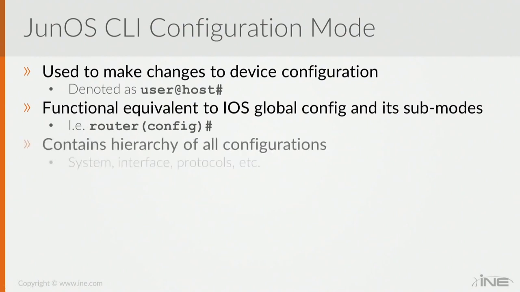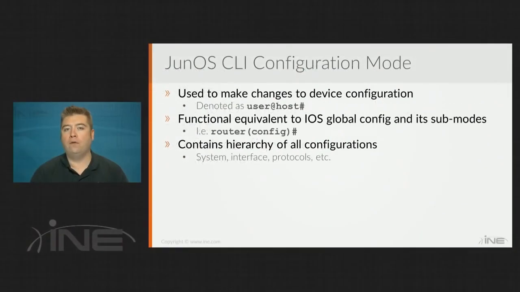Now, just like in iOS, configuration mode in JunOS is going to contain the rest of the hierarchy of all of the other options. So things that are global to the system, the specific protocols like RIP, OSPF, IS-IS, and then anything that would be at the interface level. For example, IP addresses, IPv6 addresses, trunking, link aggregation, and so on and so forth.